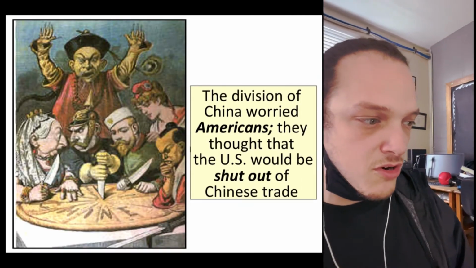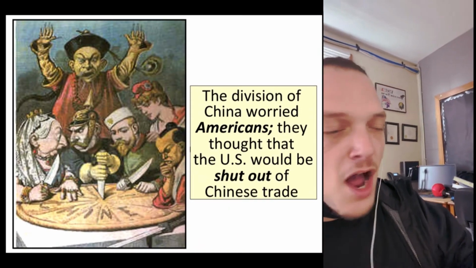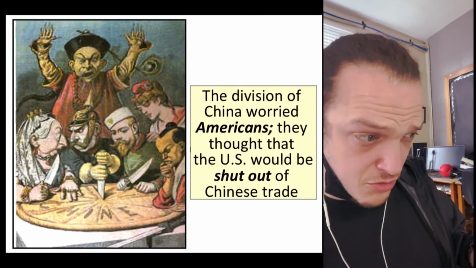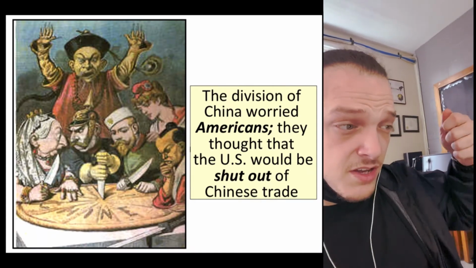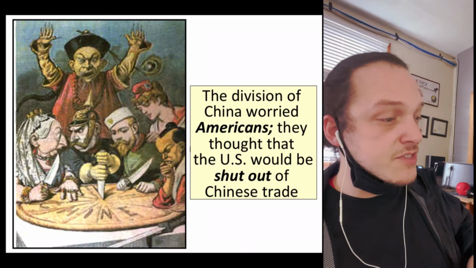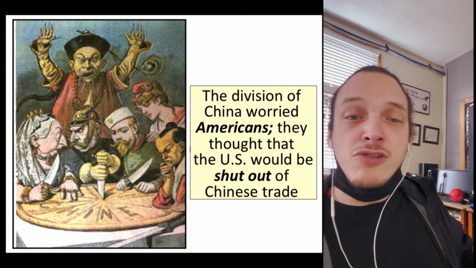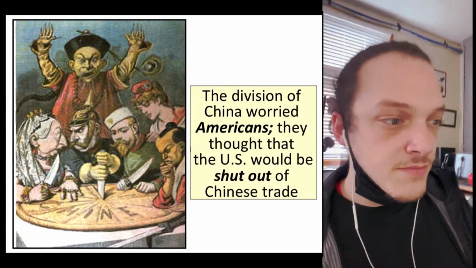This is a political cartoon that's used to show you how the sectioning up of China went. And it reminds me of the political cartoon we looked at yesterday, where the German chancellor was cutting into the cake at the Berlin conference. Here we see all these nations cutting into China. But there's one country missing: America.